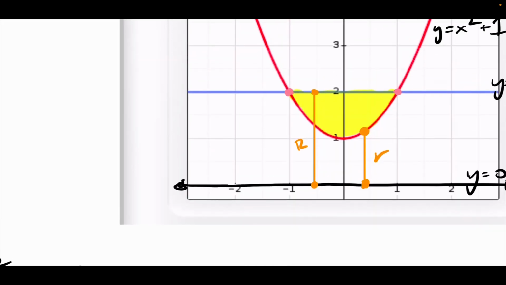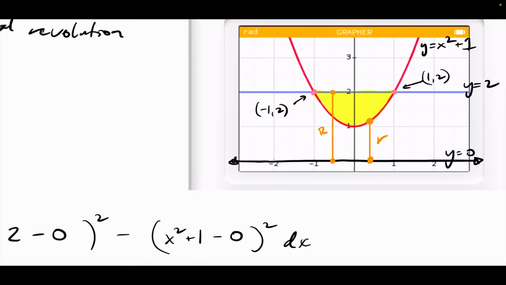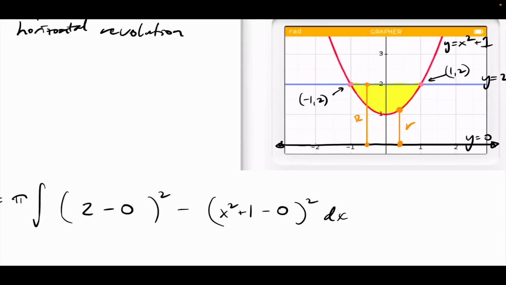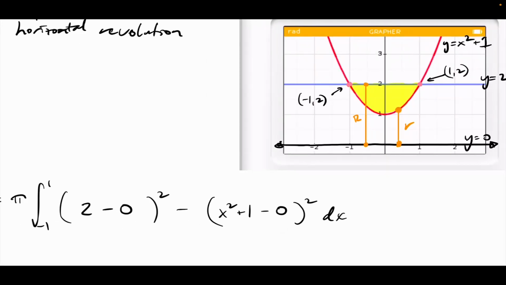Pretty sure these guys are -1, 2, and +1, 2. Right, where the blue and the red meet. So since it's dx, we only want the x. So from -1 to +1.